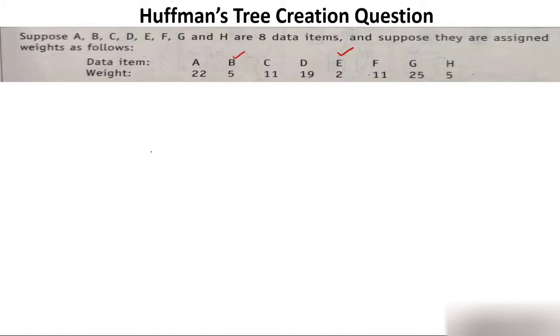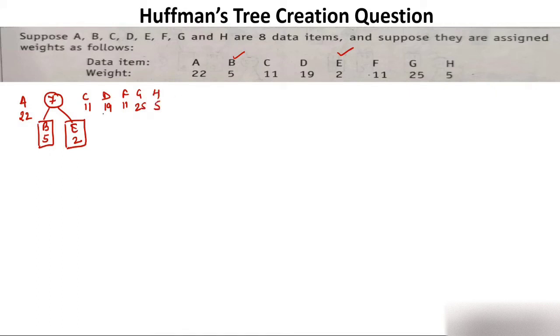So when you choose this and this, what will happen? You have A22, you write this A22. When you choose this, 5 and 2 will become 7, you write 7. Here you have written B5 and here you have written E2. Anything can go anywhere. B5 can be on the right side, E2 can be on the left side. Then you are left with C11, D19, you consumed E2, then F11, then G25 and H5.